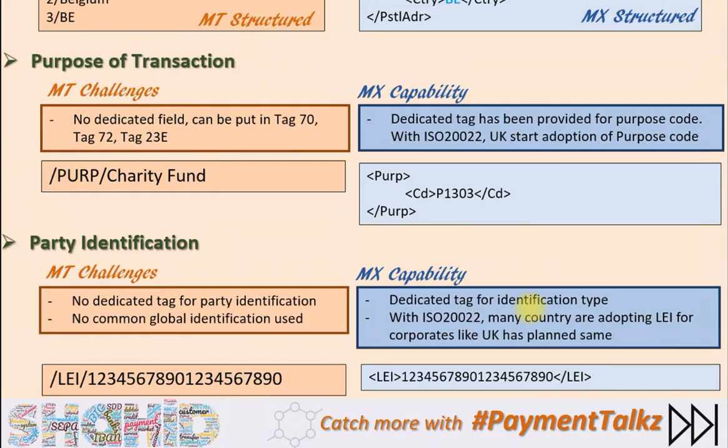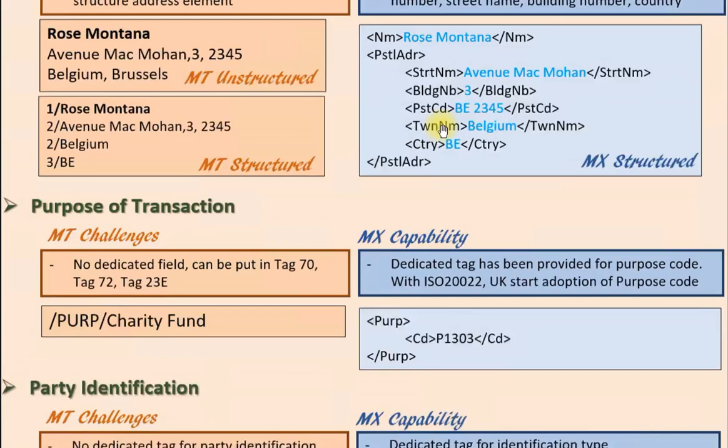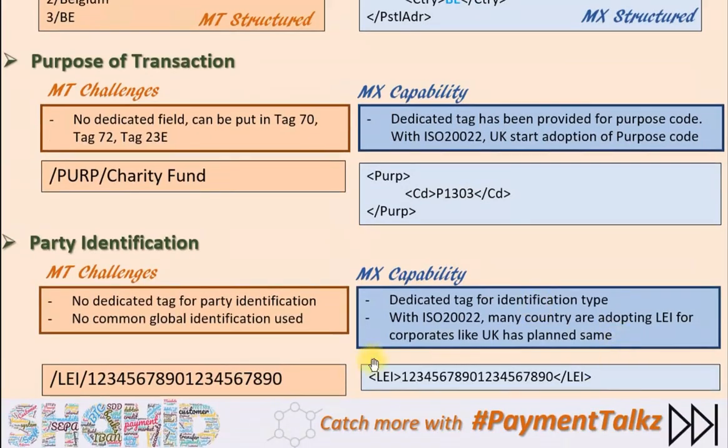So in short, compliance has the challenges to scan for the name and address, purpose of transaction, and party identification. What MX has done, they have resolved all three by providing a well structured name and address for all the parties. They provided a well-defined purpose code. They provided a well-defined LEI structure. So that's how it has become a real relief for compliance.